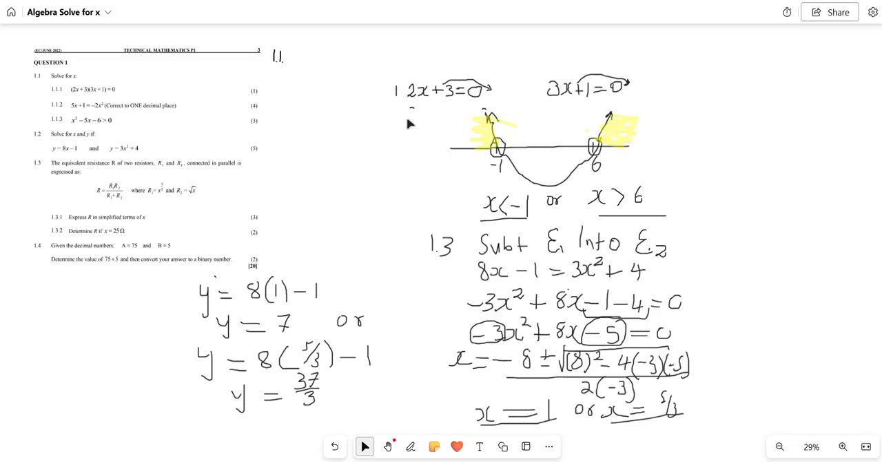Right, we were at 1.2 where we were required to solve for x simultaneously. Then this is 1.2 that we have here. The first value of x is x equals 1. The second value of x is x equals 5/3. Then the first value of y is equal to 7. And the second value of y is y equals 37/3.